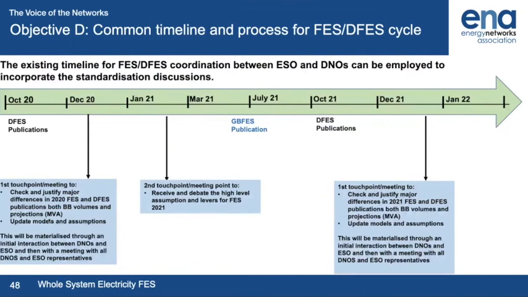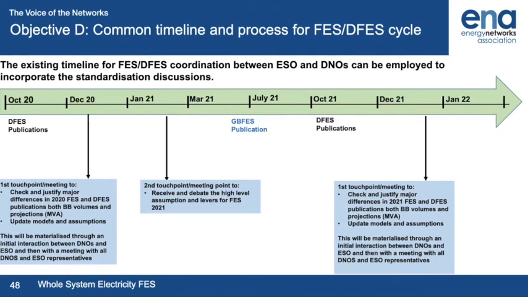So at the moment, we have a timeline for the cooperation between DNOs and National Grid, in which we have discussions about FES at different touch points. And we believe this timeline can be used for the discussions we will have around the standardization as well. At the moment, all DNOs have agreed to publish their DFES sometime between October and December, with different dates for different DNOs. So this gives us the opportunity to compare our results with National Grid results sometime in December and January, and update our model if it's required.